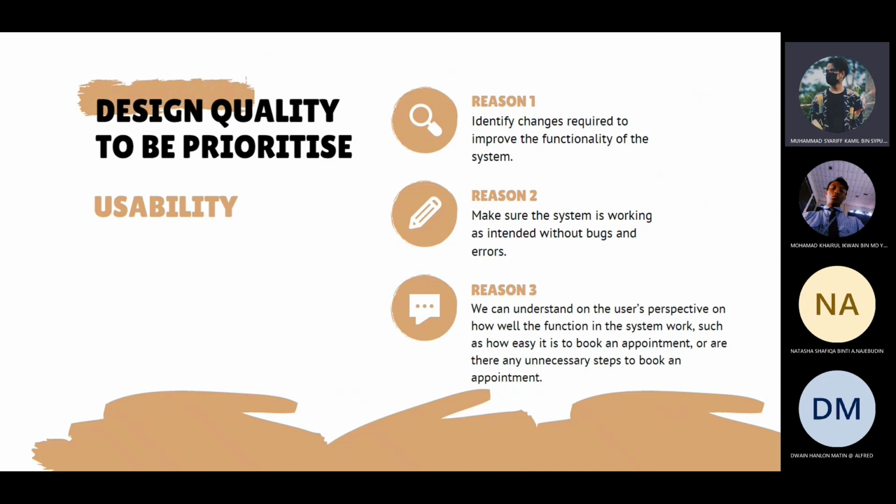The last one is the design quality to be prioritized. So for our group, we choose usability. This is because the first reason is we can identify changes required to improve the functionality of the system. The next reason is we can make sure the system is working as intended without bugs and errors. And the last one, we can understand the user's perspective on how well the functions in the system work, such as how easy it is to book an appointment, or whether there are any unnecessary steps to book an appointment.